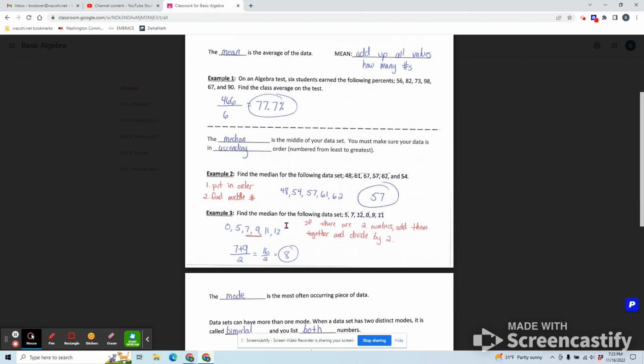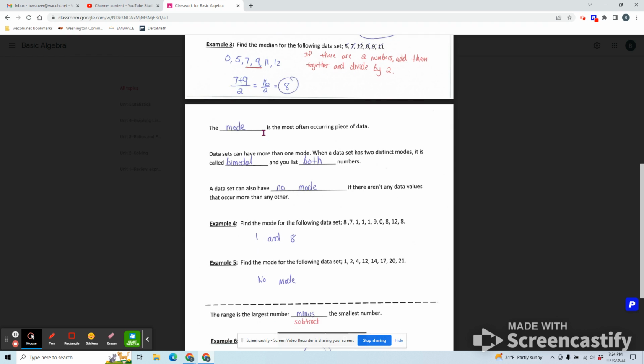But what if I have an even number of data points? Like in example 3, I have 0, 5, 7, 9, 11, and 12. The middle is these two numbers. Well, that means we're going to add them together and divide by 2. So we're going to do 7 plus 9. We're going to divide it by 2, and that's going to give us 8. We didn't have to do that in example 2 because the middle number was 57.